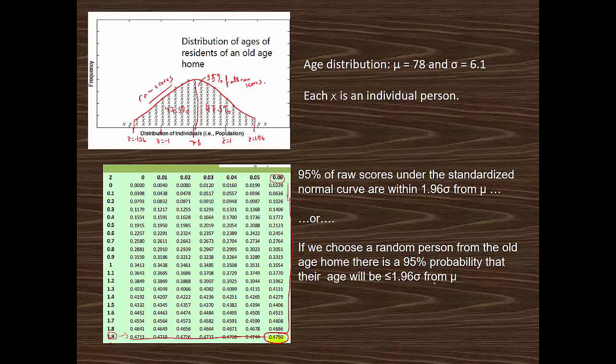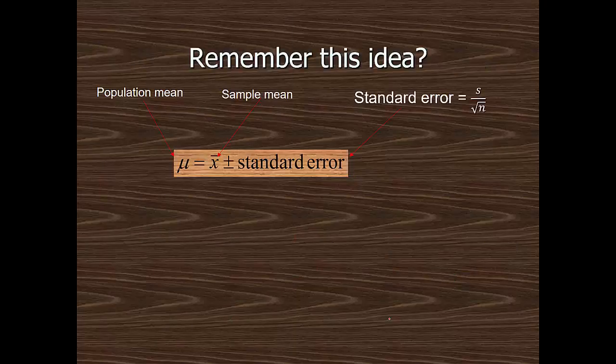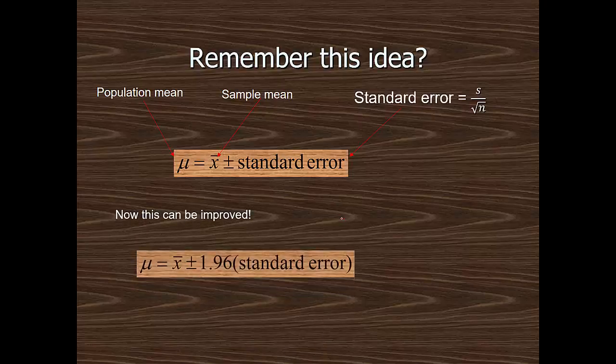That's saying the same thing. So remember this idea? Population mean equals a sample mean plus standard error. Well, we're going to refine it a little bit because we're dealing with the normal distribution. And we're going to improve it by saying that the population mean is a sample mean plus 1.96 times the standard error.